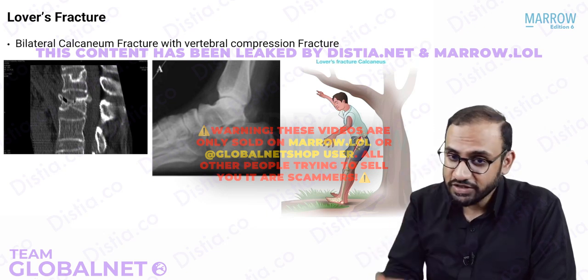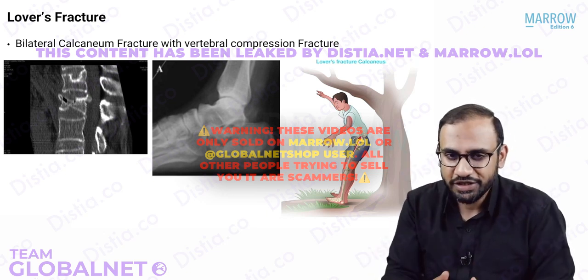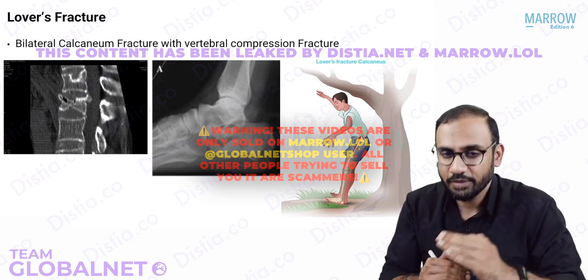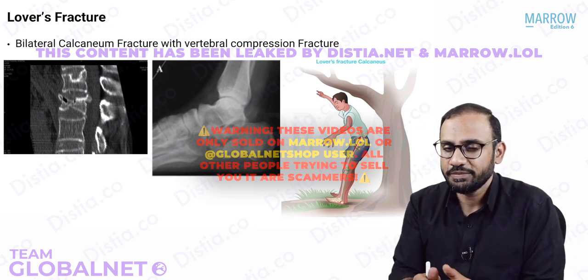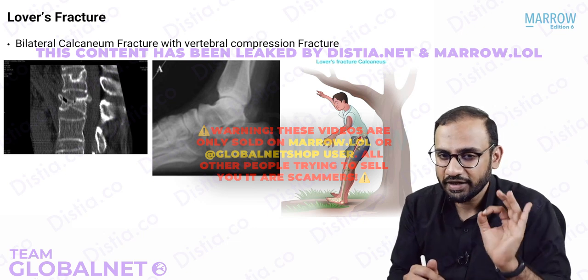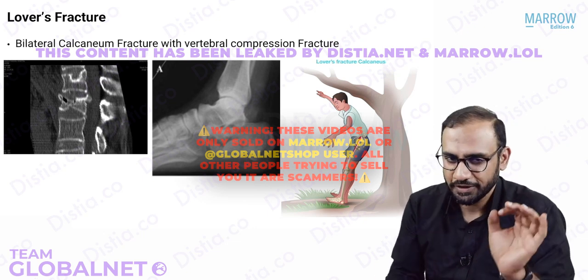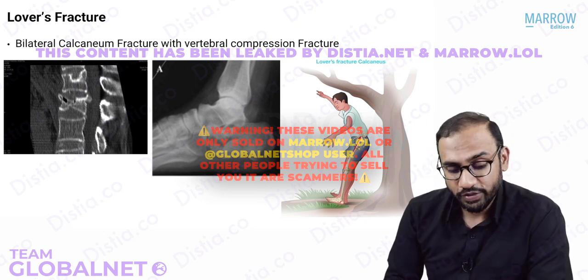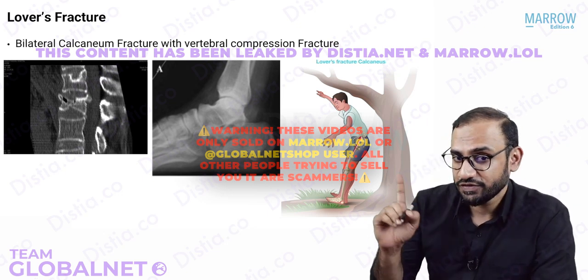Next fracture is Lover's fracture. What is Lover's fracture? It's a combination of fracture of calcaneum, usually bilaterally, with vertebral compression fracture. Obviously, it will be seen in patients who fall from height and land on feet. So this is known as Lover's or Lovers' fracture. Not to be confused with Jumper's fracture, which is a fracture of the sacrum.